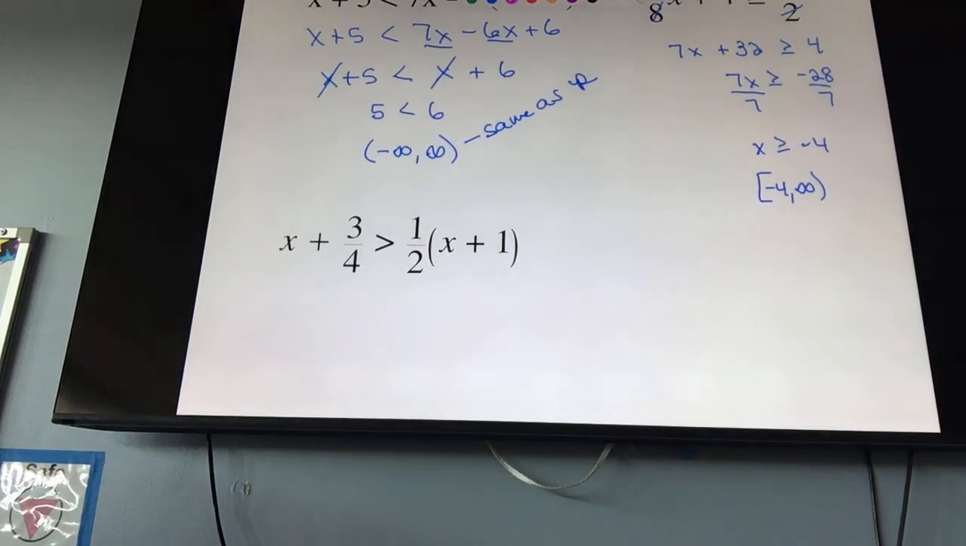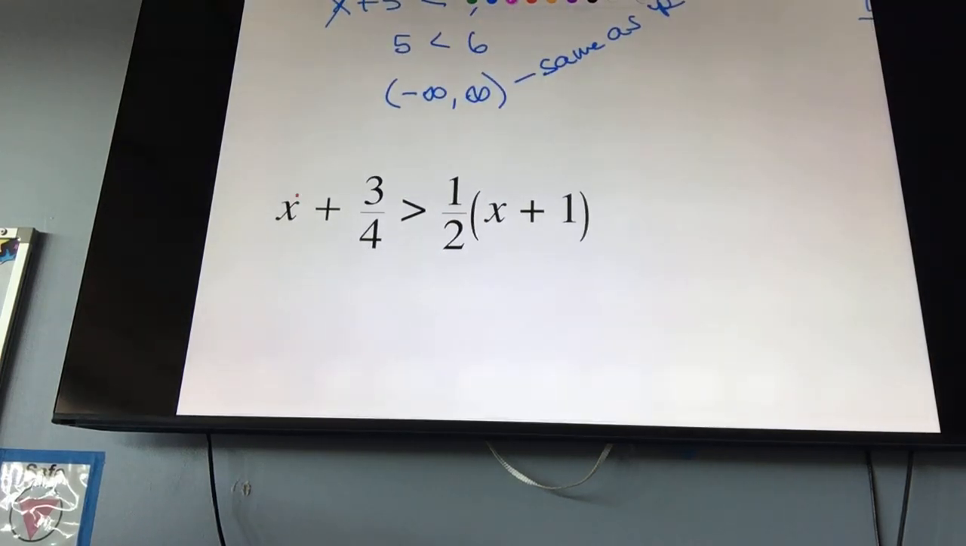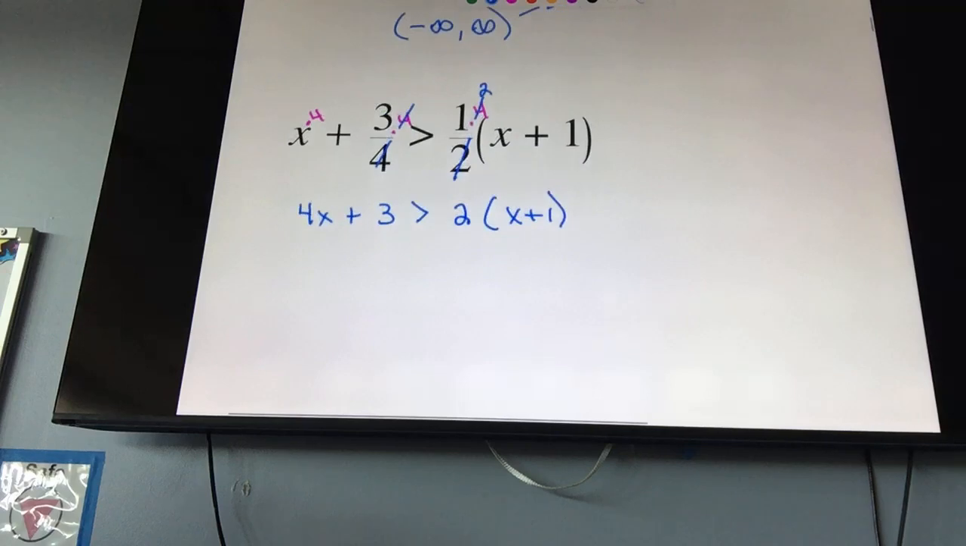Okay, and then in this last one, common denominator is 4. So I'm going to multiply each term by 4. And I get x times 4 is 4x. The 4's cancel on this next term, and I'm just left with 3. Greater than 2 cancels, it goes into 4 twice, leaving on the outside 2 times 1. You can distribute at that point. I'll just do it as an extra step. So now I distribute and I get 2x plus 2.